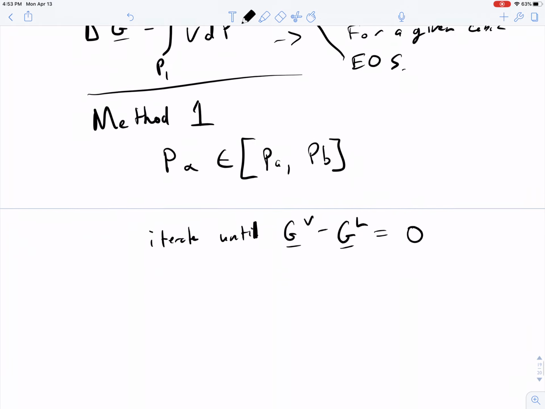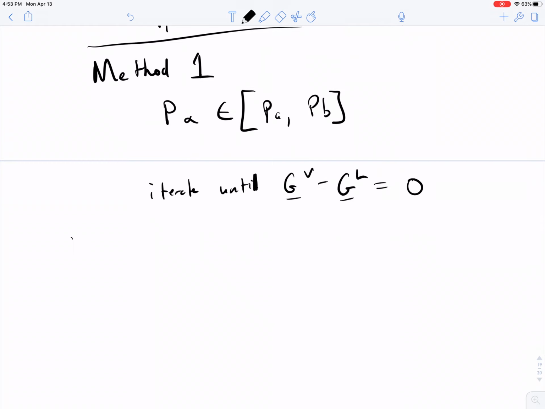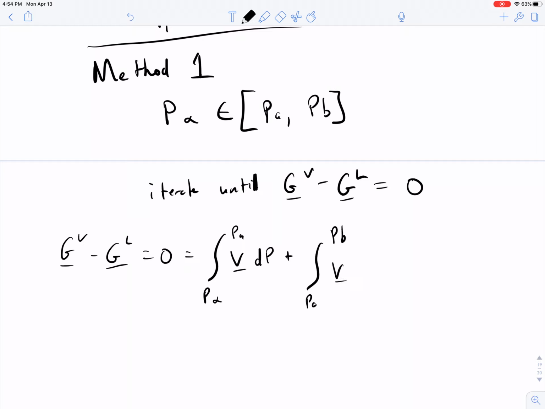So what does this look like on this graph? This is going to be GV minus GL equals 0, equals the integral from P alpha up to PA of V under bar dP, plus the integral from PA to PB of V under bar dP, plus the integral from PB to P alpha of V under bar dP. So, what does that look like if you look at a graph?